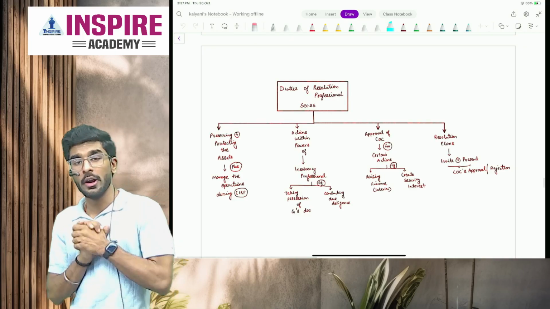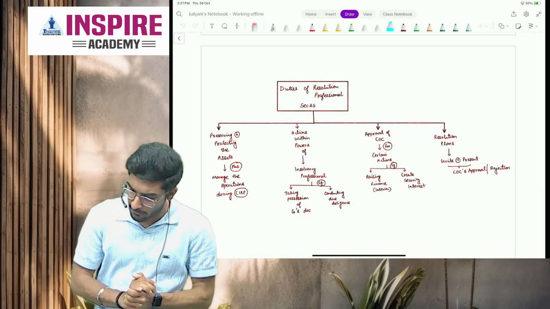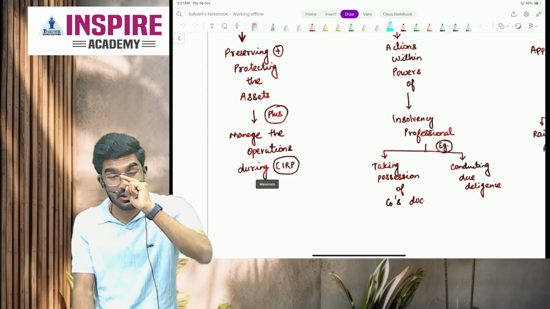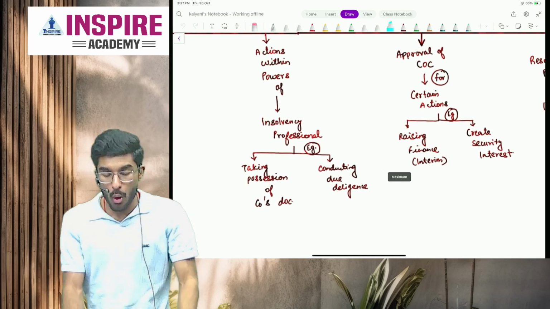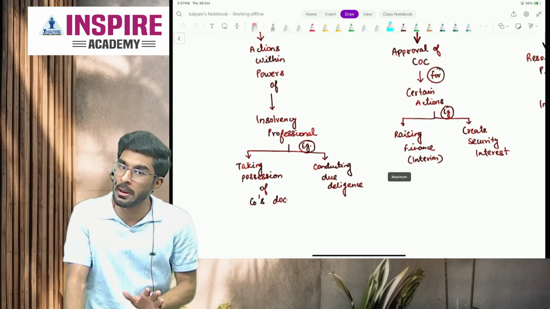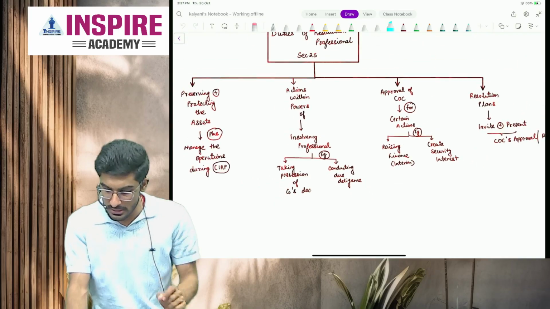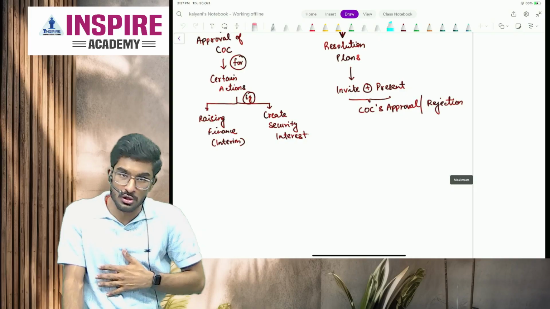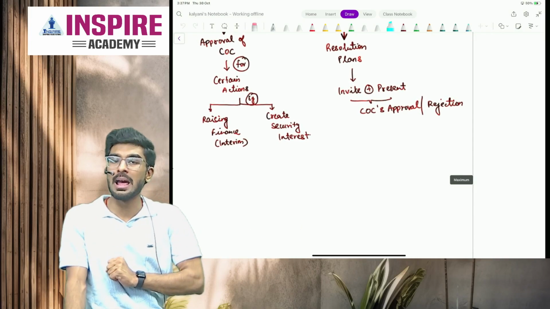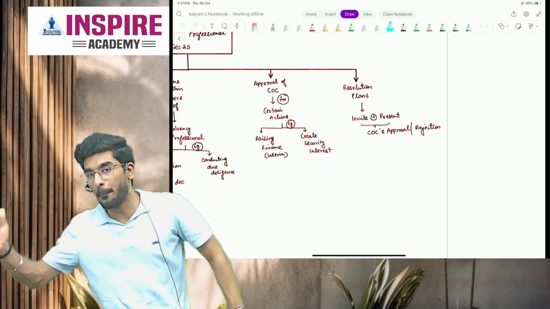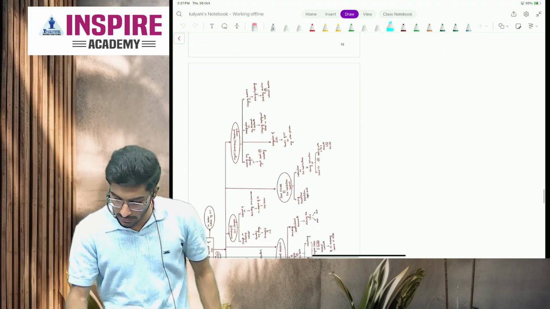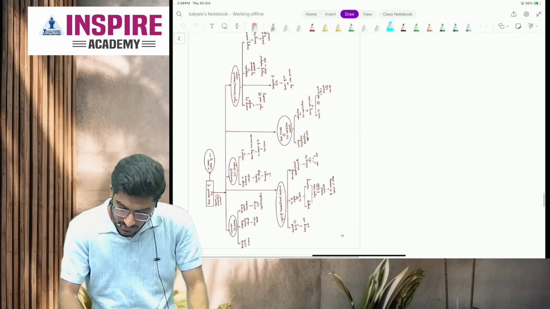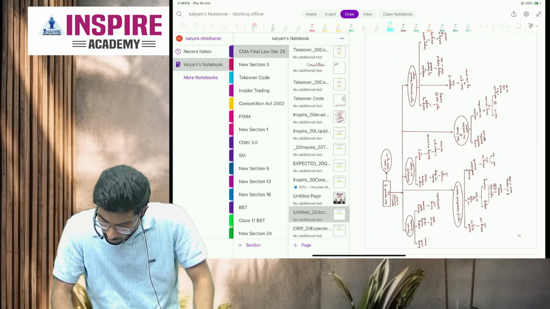Okay. Now, what are the duties of the insolvency resolution professional, people? Number one is preserving and protecting the assets plus managing the operations of the corporate debtor. And number two is whatever actions are within the power of the IRP, he has to take them. Next is approval of the COC for certain decisions. We know this, people. And last, his job is to invite resolution plans from the resolution applicants and present them before the COC. Okay. Now next, this one is prior approval of the COC. Okay. Prior approval of the COC.